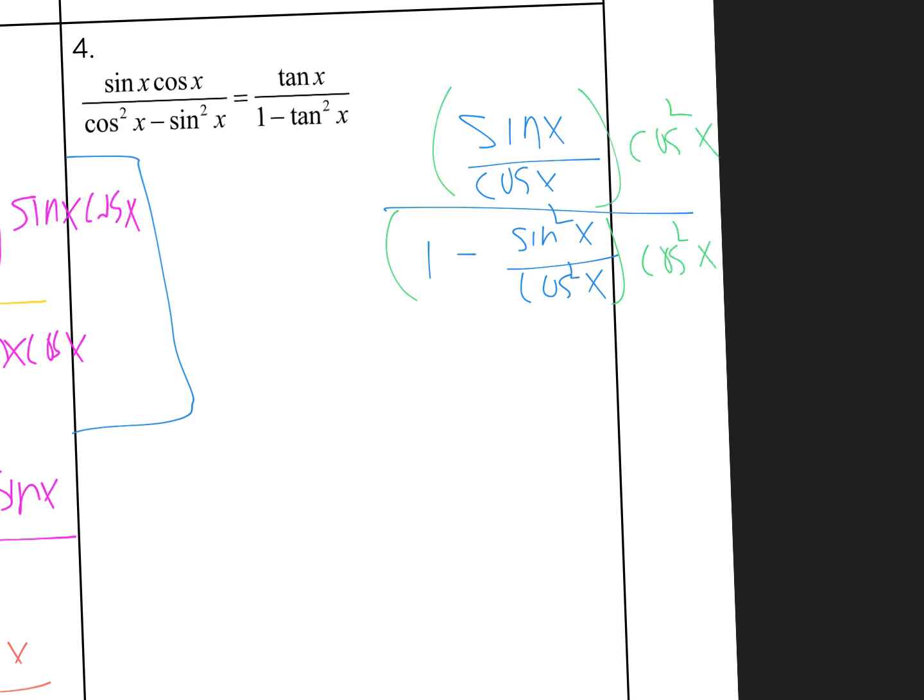Cosine squared. So on top, that's going to be sine x cosine x. And on the bottom, that's going to be cosine squared minus sine squared. Wait, I did it. Woo! That's like magic.